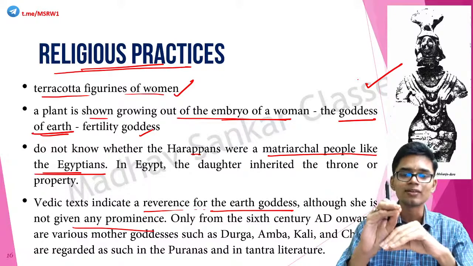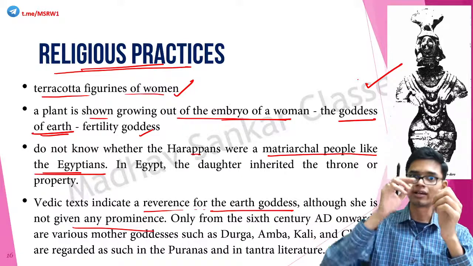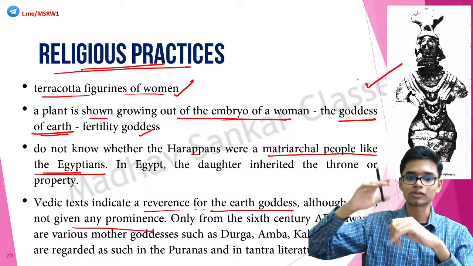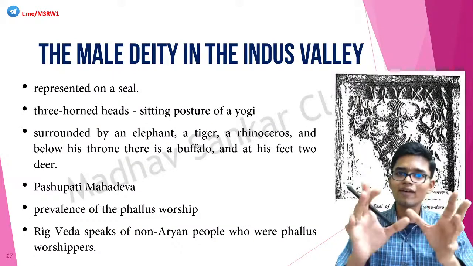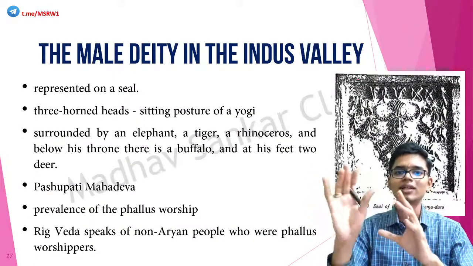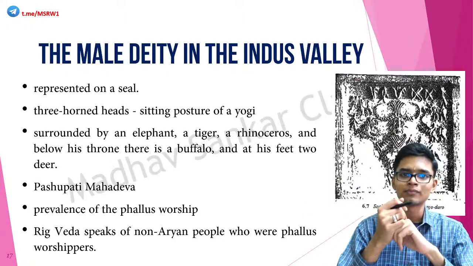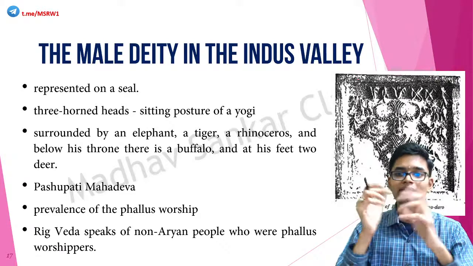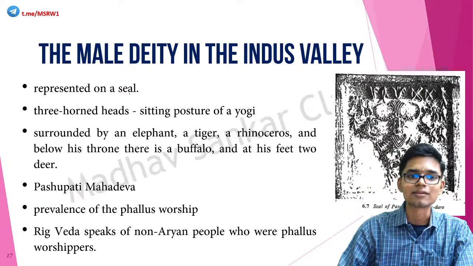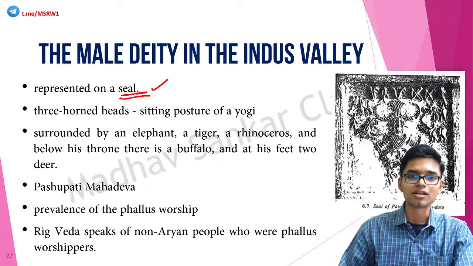Even in the Vedic period, we come across what? Indra, Varuna, Agni, etc. It is only very late, only in the 6th century AD, that we come across Durga, Kali, Lakshmi, etc. Okay, so we have a mother goddess figure. So a female divinity was there. Was there a male deity? That is the next question. And historians believe that yes, a male deity also existed in Harappa. The evidence of this actually comes from a seal, the very famous seal known as the Pashupati seal or the Pashupati Mahadeva seal.